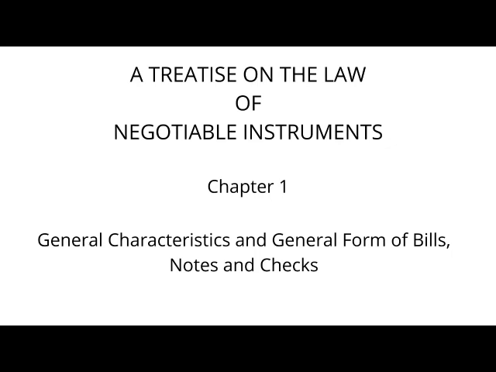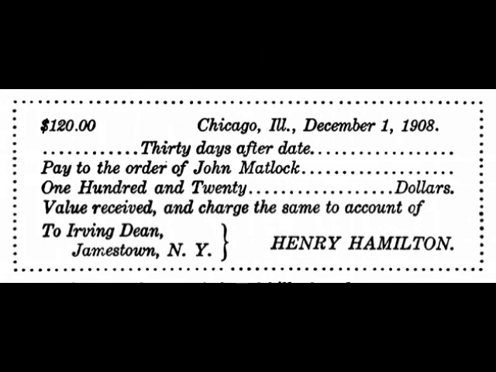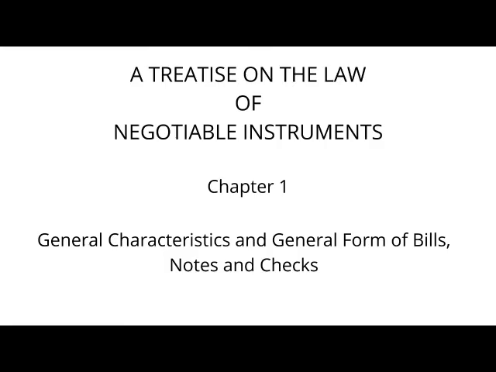The following is the ordinary form of an inland bill of exchange. $120. Chicago, Ill., December 1, 1908. 30 days after date. Pay to the order of John Matlock. $120. Value received, and charge the same to account to Irving Dean, Jamestown, N.Y. Henry Hamilton. Section 5. General characteristics of Bill of Exchange.